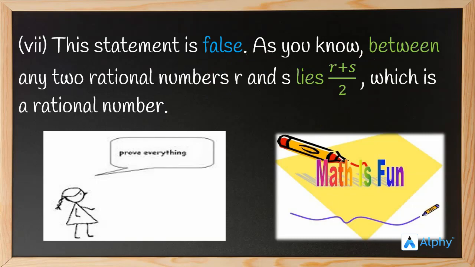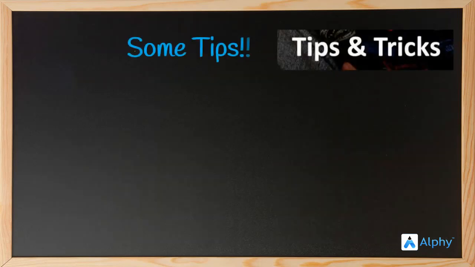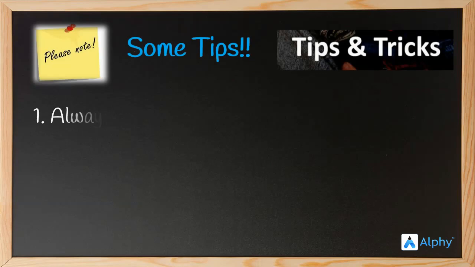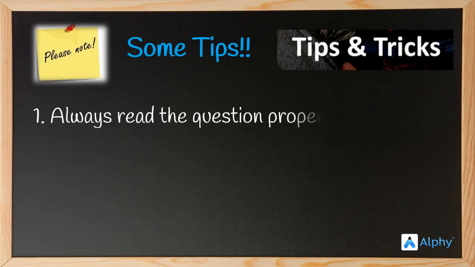So let's take a look at some tips now which are going to be very helpful for you in solving similar types of problems. So always read the question properly. It is important that you read the question, because what happens a lot of times is that you mention that a given thing is true or false, but you don't justify. And if it is mentioned in the question to justify and give a reason for your answer, you have to do it.